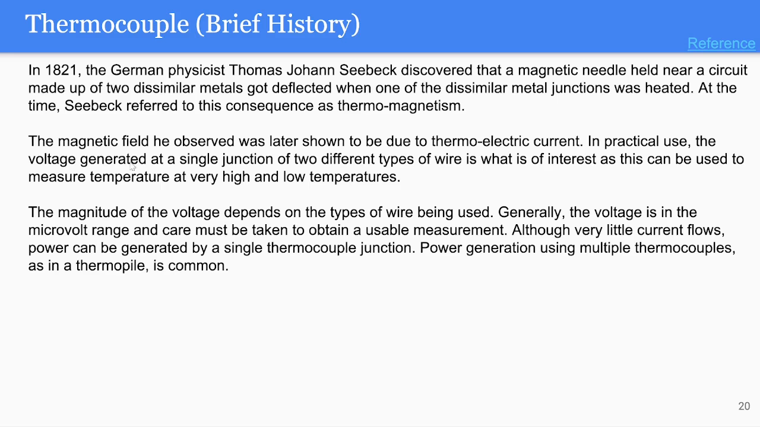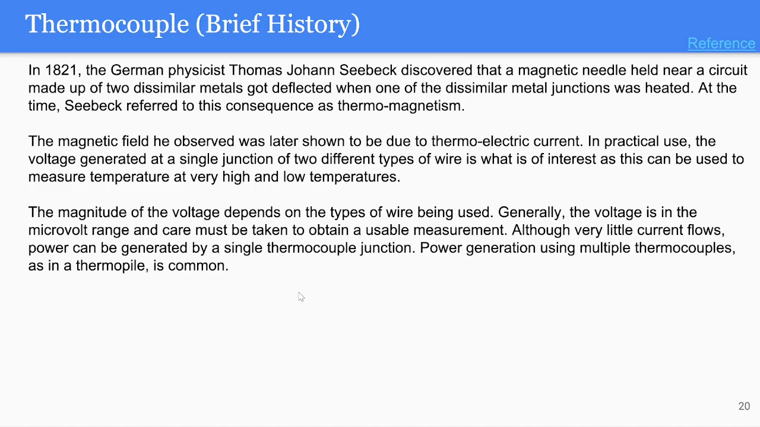In practical use, the voltage generated at a single junction of the two different types of wires is what is of interest, as this can be used to measure temperature at very high and low temperatures. The magnitude of the voltage depends on the type of wires being used. Generally, the voltage is in the microvolt range, and care must be taken to obtain a usable measurement. Although very little current flows, power can be generated by a single thermocouple junction. Power generation using multiple thermocouples, as in a thermopile, is common.